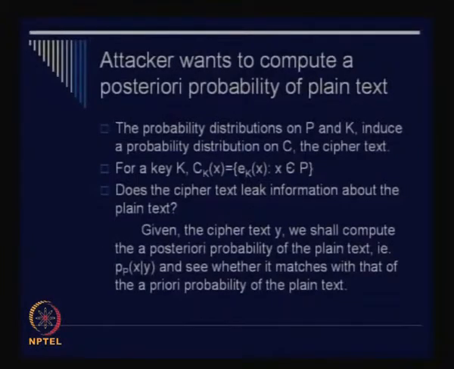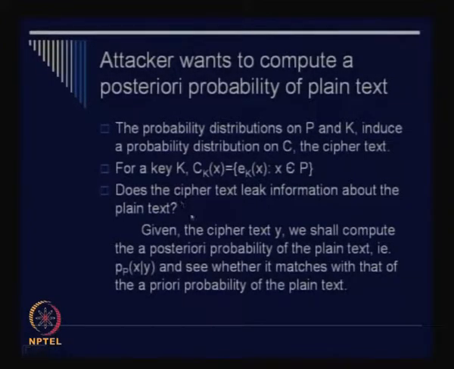Now consider that the probability distributions on P and K, the plain text and the key, induce a probability distribution on C, the ciphertext. For a given K, we can denote the ciphertext as C_K(x) = E_K(x), where x belongs to the plain text. So this is simple. The fundamental question is: does the ciphertext leak information about the plain text?